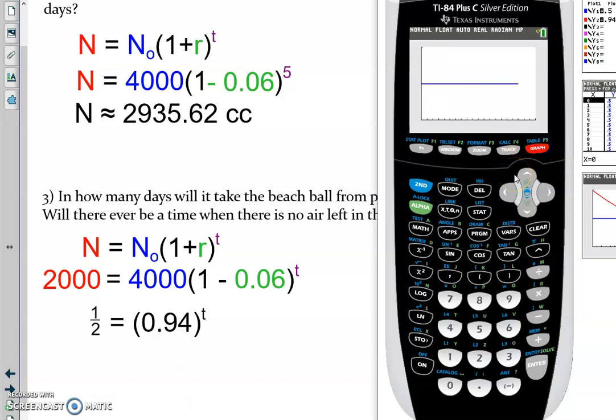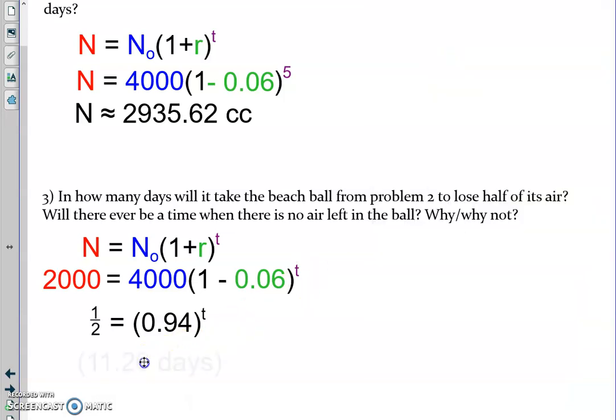Let's take a look at this graph. So there's my first graph, the left side, the 1/2, and here comes my exponential decay. This is that ball losing air. Aha, and I see that point right there is where they meet. So what is that value? Well, I could go to the table and play around, but the calculator has this beautiful calc feature, and I want to calculate the intersection, option 5. There's my first graph, there's my second graph. I get close to the intersection and it tells me this is going to happen in about 11.20 days.